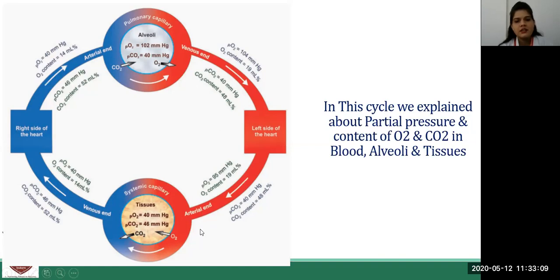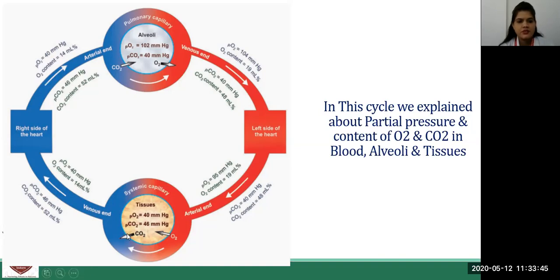Here we'll see the transport of oxygen from blood to tissues. The partial pressure of oxygen in tissue is 40 mmHg, whereas the partial pressure of oxygen in the blood is 95 mmHg. Here we'll see the oxygen content in the blood is 19 ml%, and here it is 14 ml%. So about 5 ml per 100 ml of oxygen is transported in the blood.